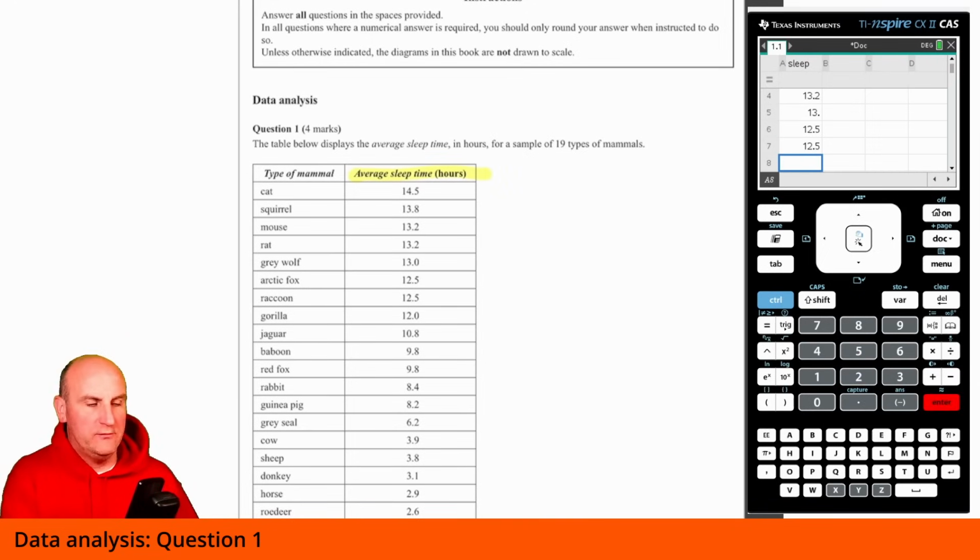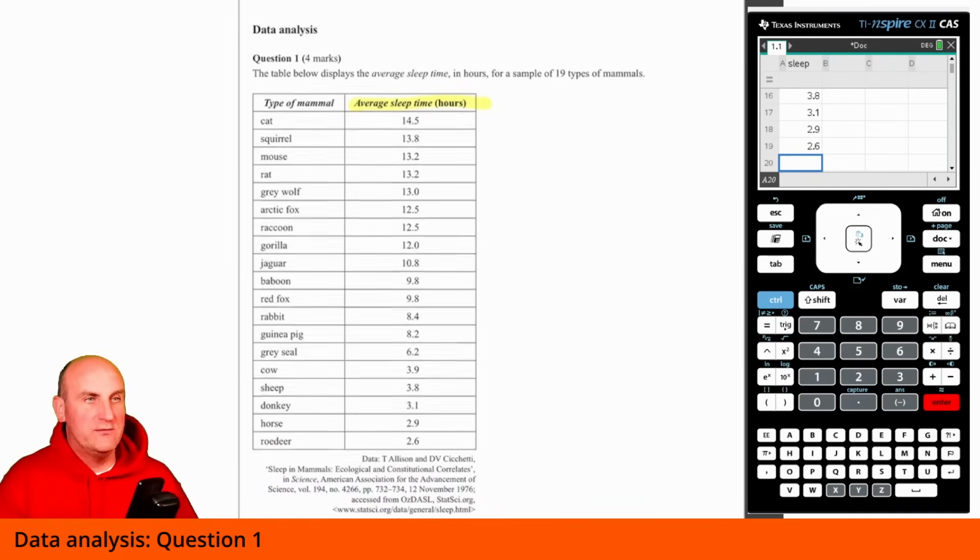12.5, 12, 10.8, 9.8, 9.8. Now, imagine this was in an exam, and I'm all fingers and thumbs at the moment, and I'm making mistakes. That's not going to go down too well, because I'm going to end up making silly mistakes. 3.8, 3.1, 2.9, and 2.6. I think those are the 19 data items that I needed.